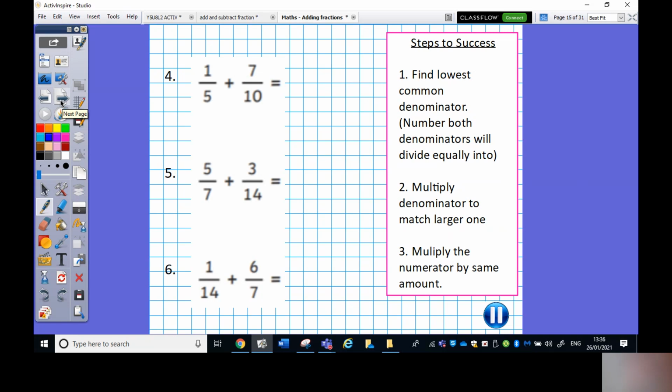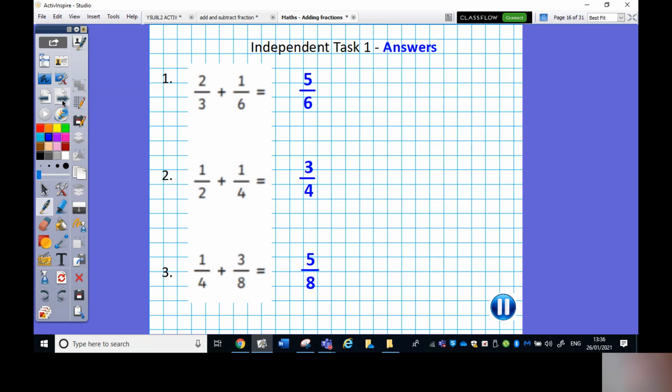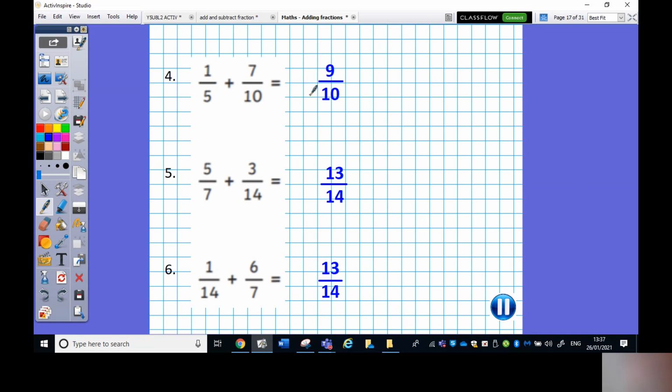So how did you do? Let's take a look. Number 1, 5/6. Number 2, 3/4. Number 3, 5/8. Number 4, 9/10. Number 5, 13/14. And number 6 is also 13/14.